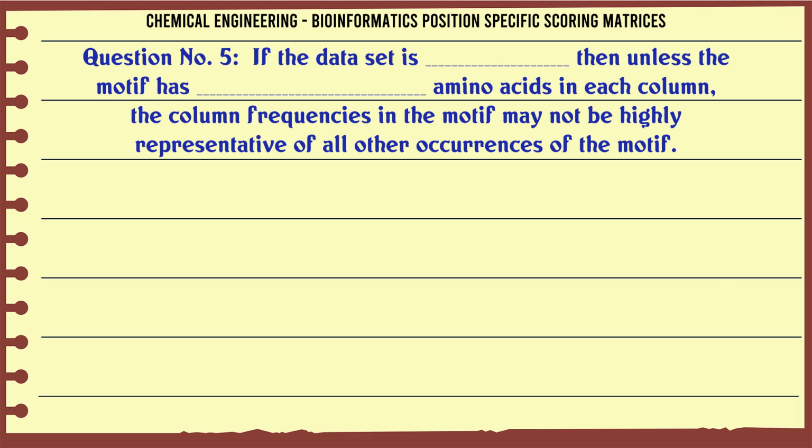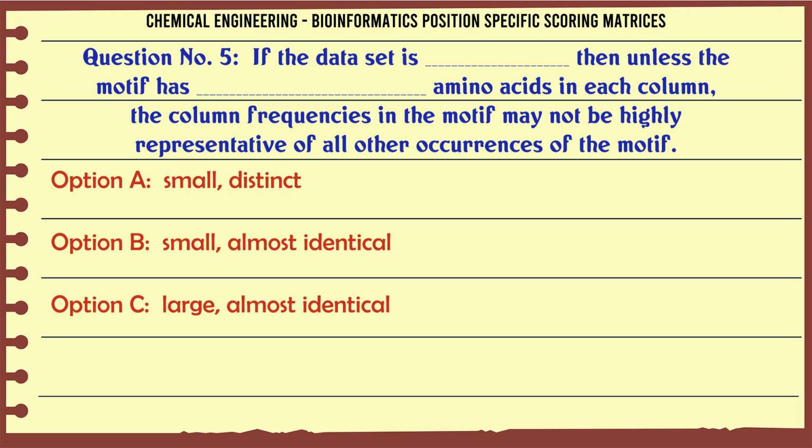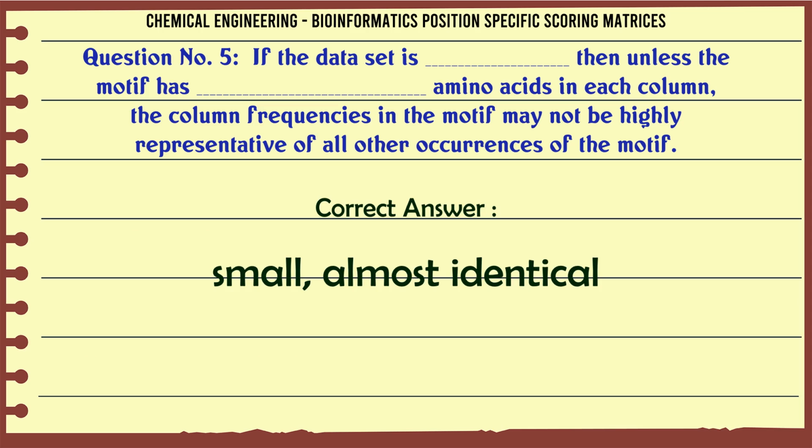If the data set is ___, then unless the motif has ___ amino acids in each column, the column frequencies in the motif may not be highly representative of all other occurrences of the motif. A. Small, distinct. B. Small, almost identical. C. Large, almost identical. D. Large, distinct. The correct answer is small, almost identical.